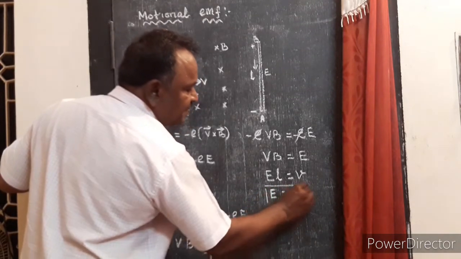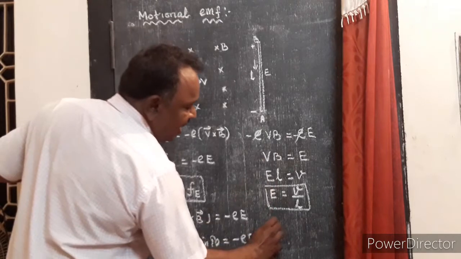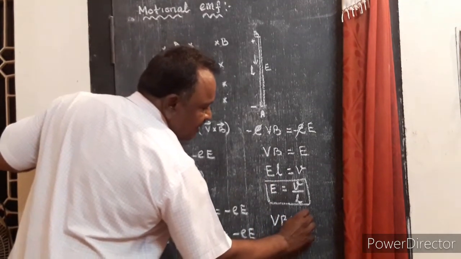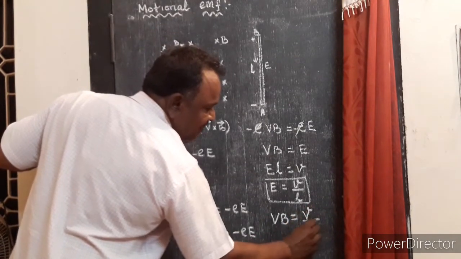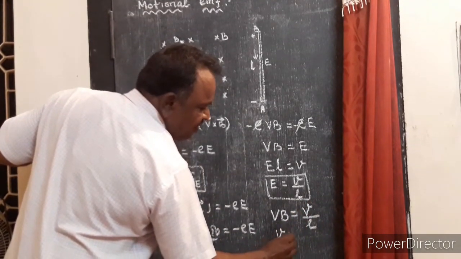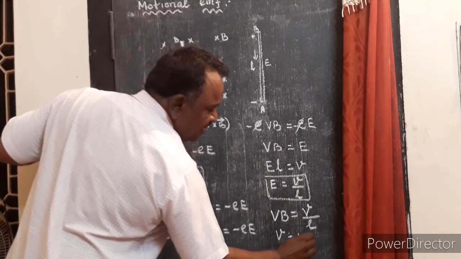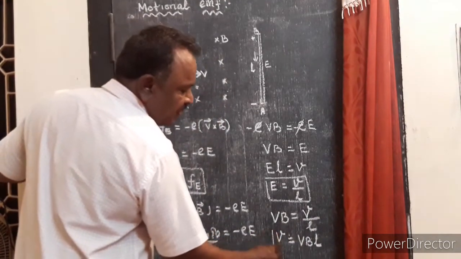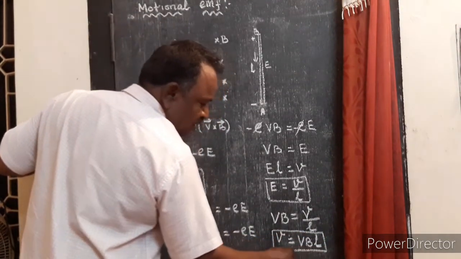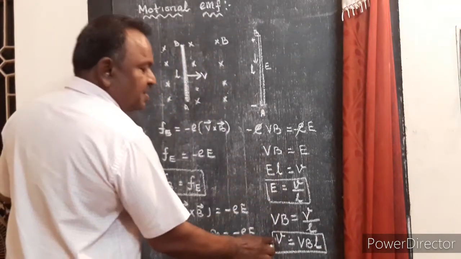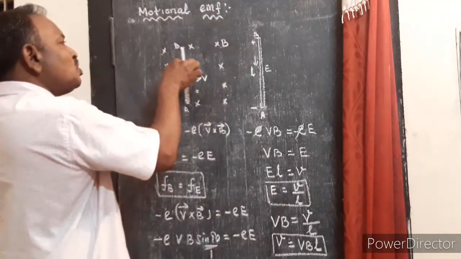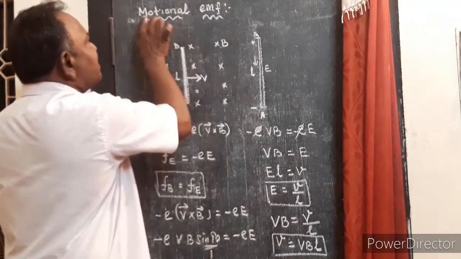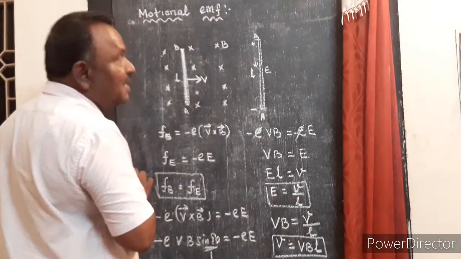Substituting this value for E, we have vB is equal to V by L, or V is equal to BLv. So what is this V? This is the potential difference. This potential difference arises because of the motion of the conductor in the magnetic field. Hence this potential difference is called motional EMF.